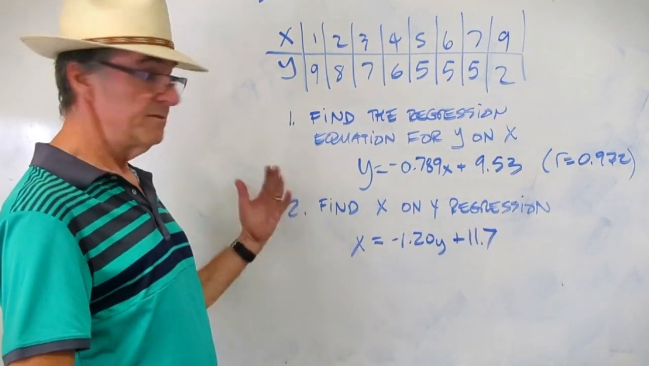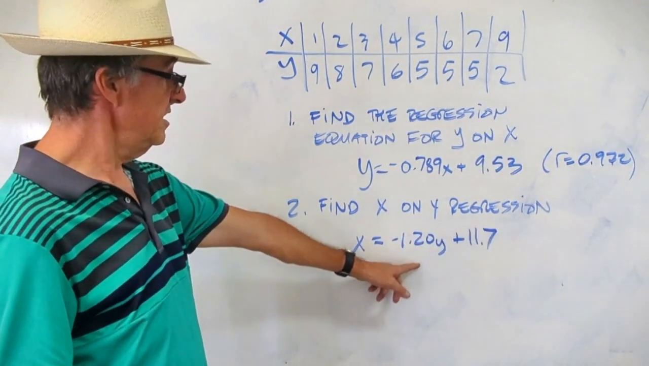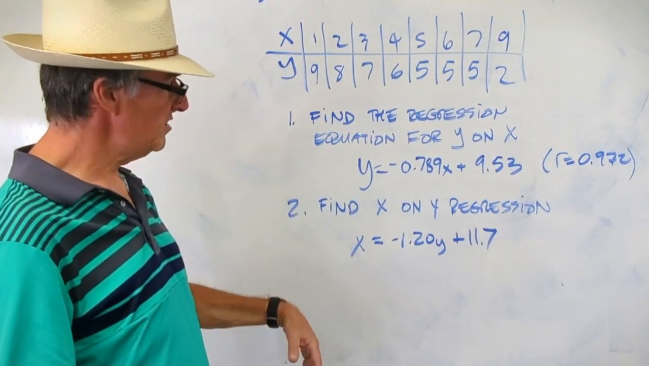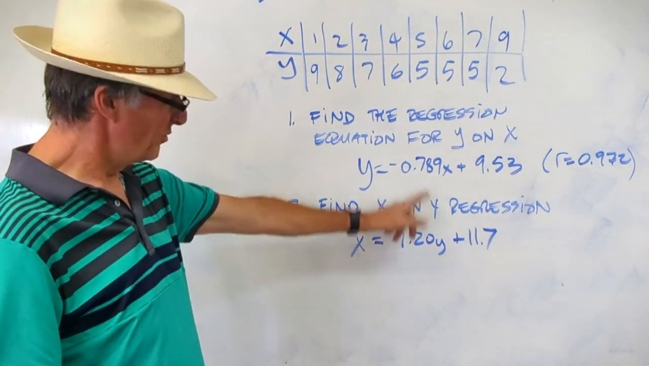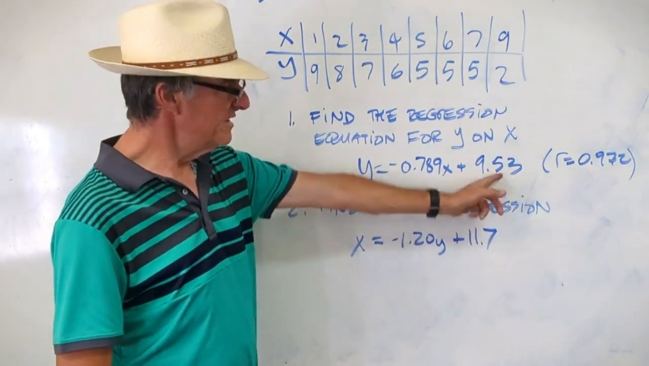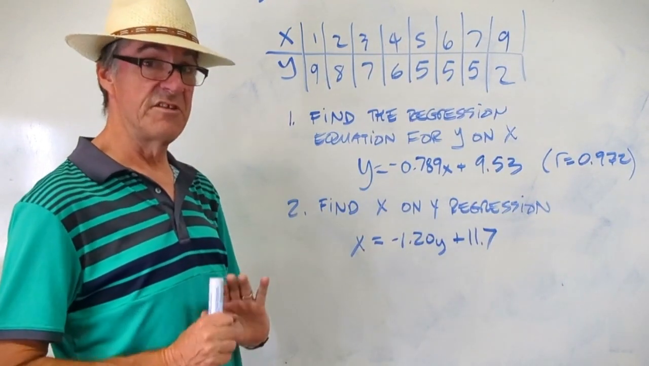All right, so I did that on my calculator, and you can see that these are roughly similar equations. They both have a negative slope. The slope is pretty close, although not perfect by any means. And our intercepts are similar, but again, not the same.